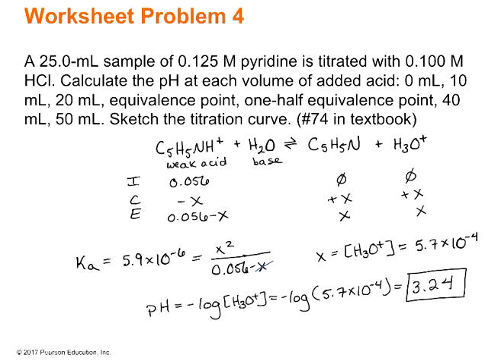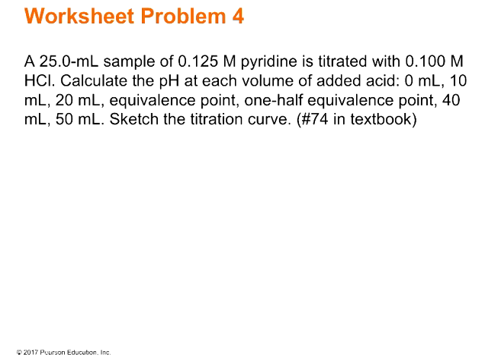All right, so these titrations are a little more complicated in terms of the calculations. Now, let's do an easier calculation because at the half equivalence point, there are equal amounts of weak base and conjugate acid.